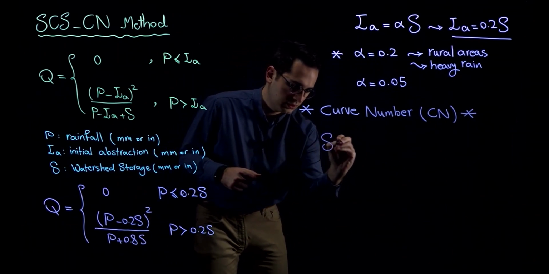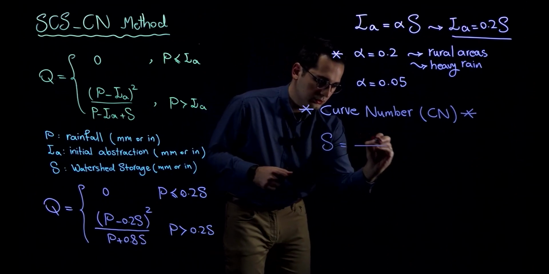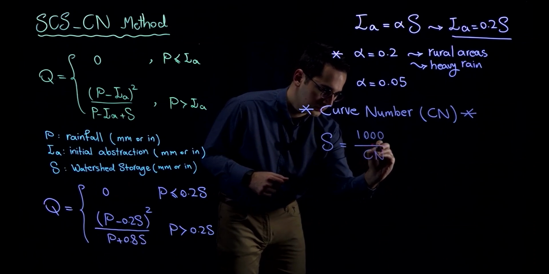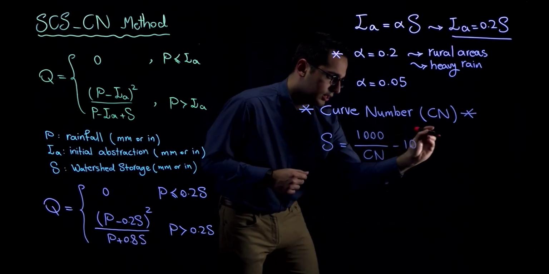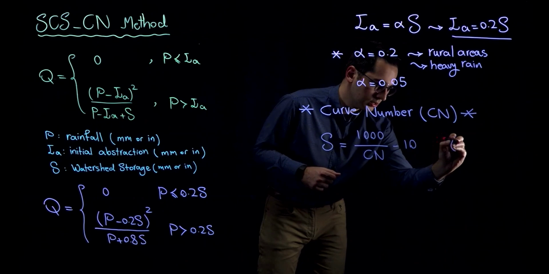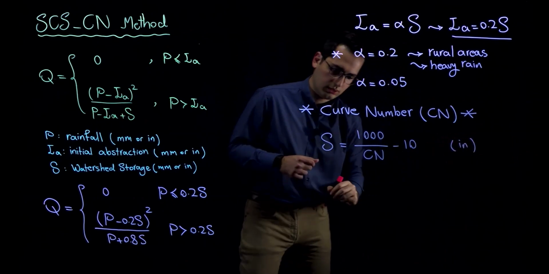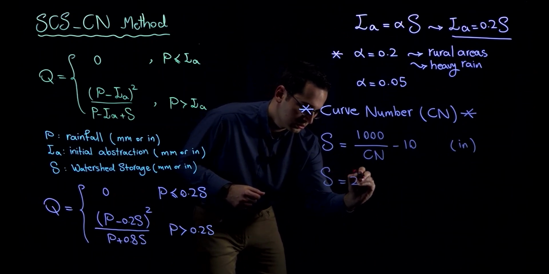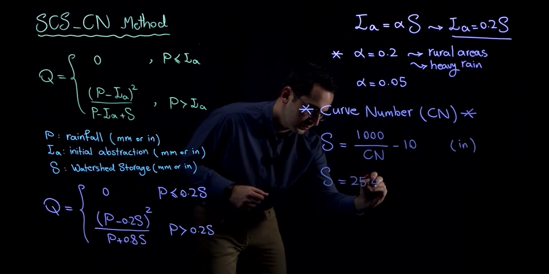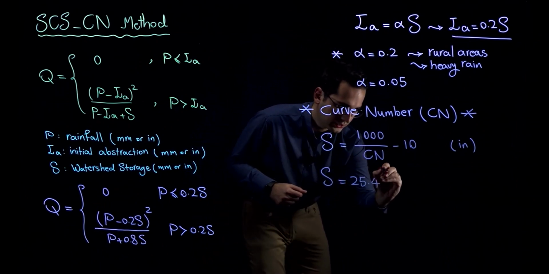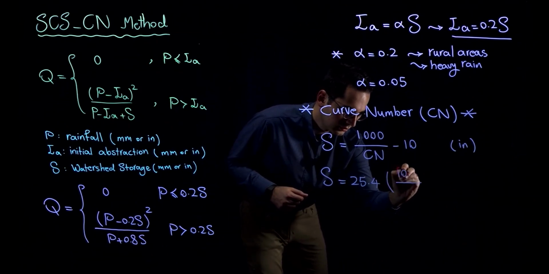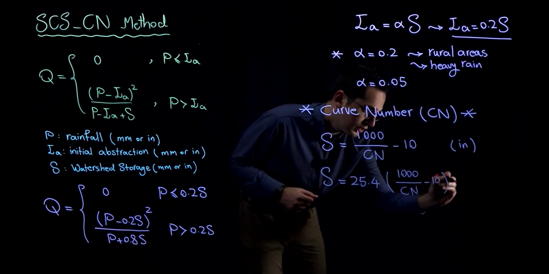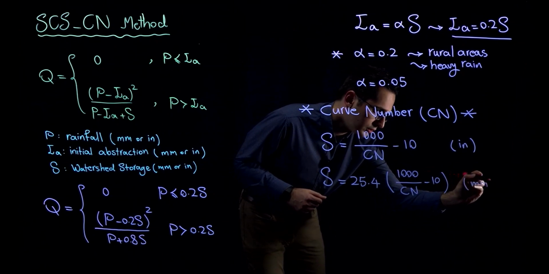So you can find the value of S using this equation divided by curve number minus 10 if the units that you're using is inches. If you're using millimeters, this is the conversion factor. Curve number, again, if you're using millimeters.